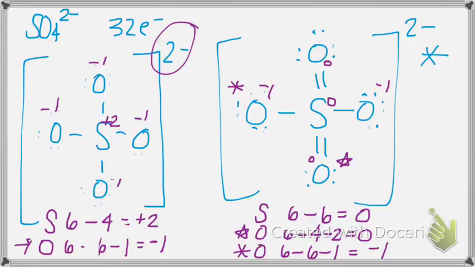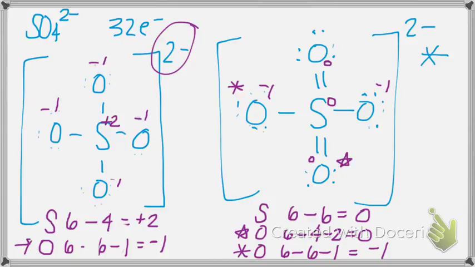Did that make sense what we did? So both of them add up to -2, but since they have more things with a formal charge of 0, you want it to be a formal charge of 0. That's the most desirable.